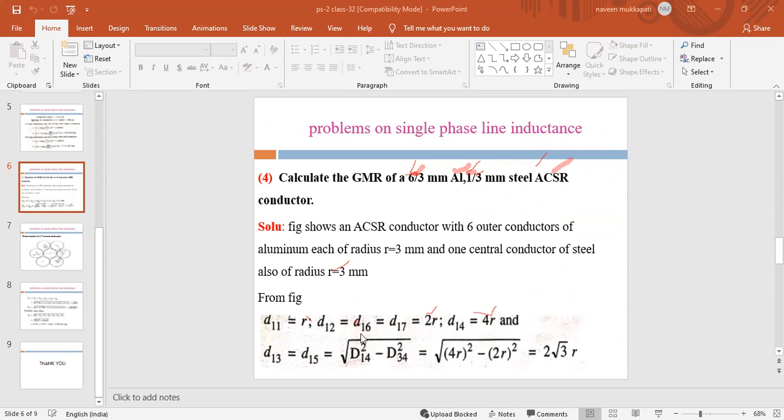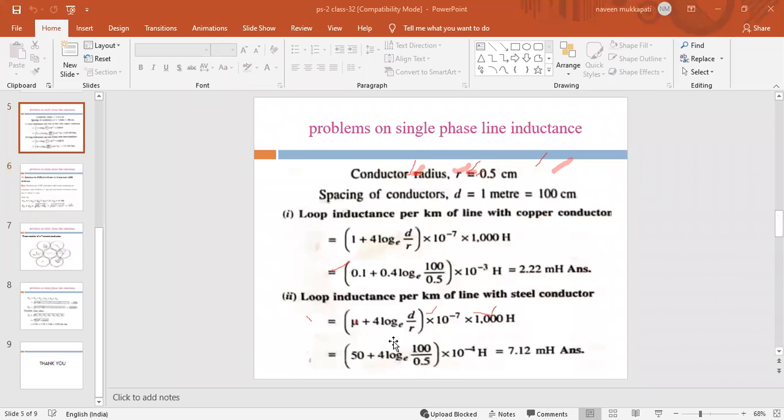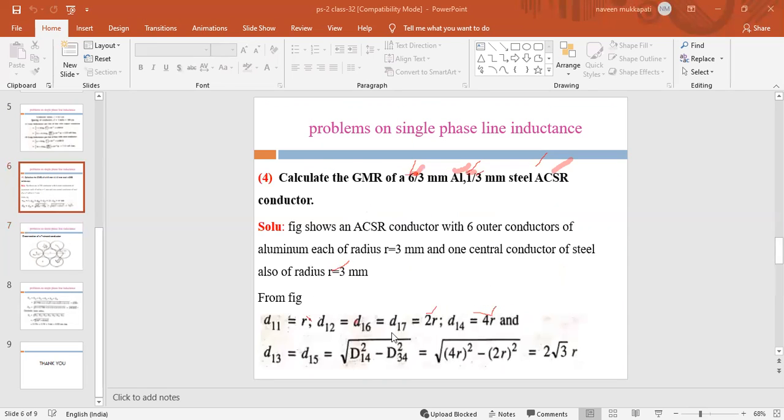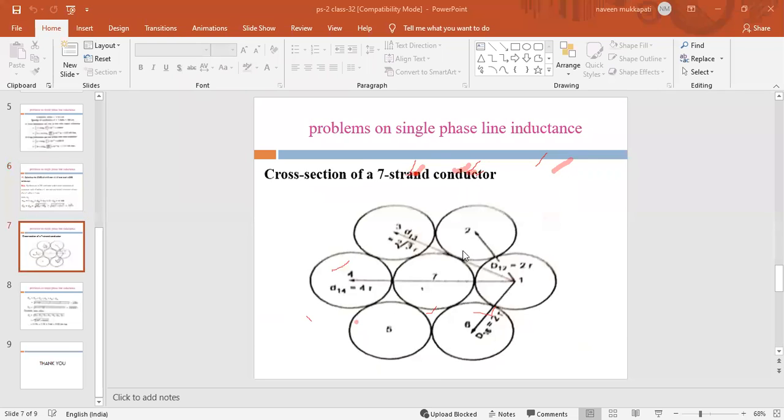Okay, we already mentioned that D14 and D34 is 2r. D34 means the 3 to 4, it is nearby, that is 4r. D14 is equal to the 4r. That is 4r square minus 2r square, that is equal to 2 root 3r. ఓకే, డయాగ్రామ్ ఆల్రెడీ క్వశ్చన్ లో ఇచ్చేసి ఉంటాడమ్మా. వాటి యొక్క డిస్టెన్సెస్ అనేవి ఇక్కడ మెన్షన్ చేసి ఉంటాడు.